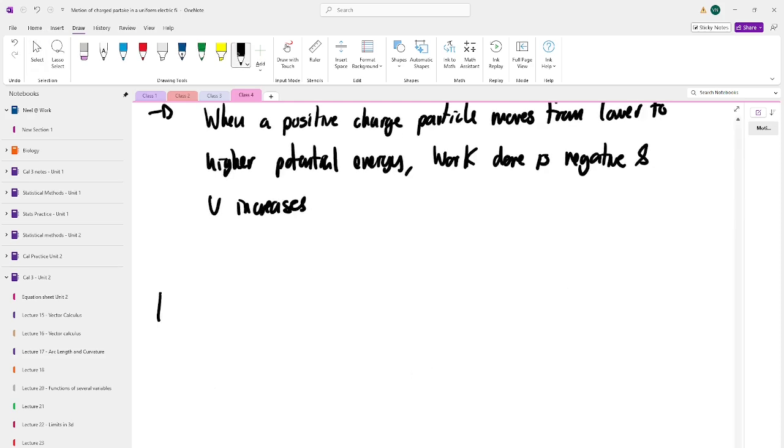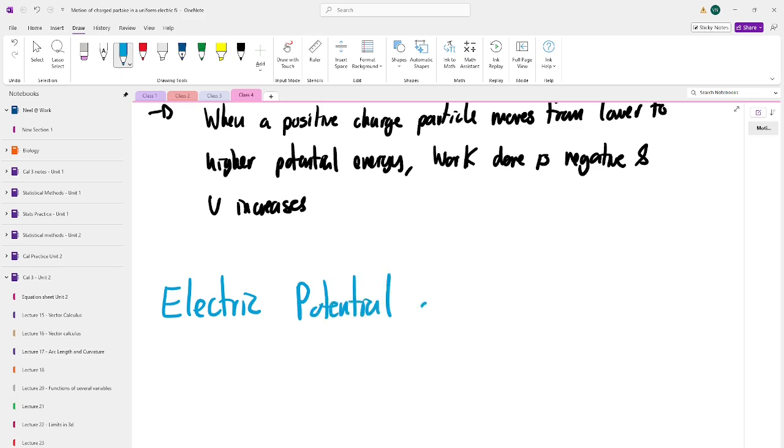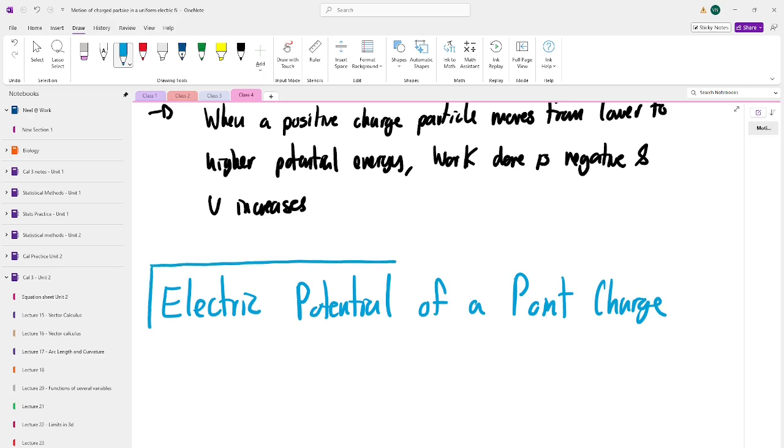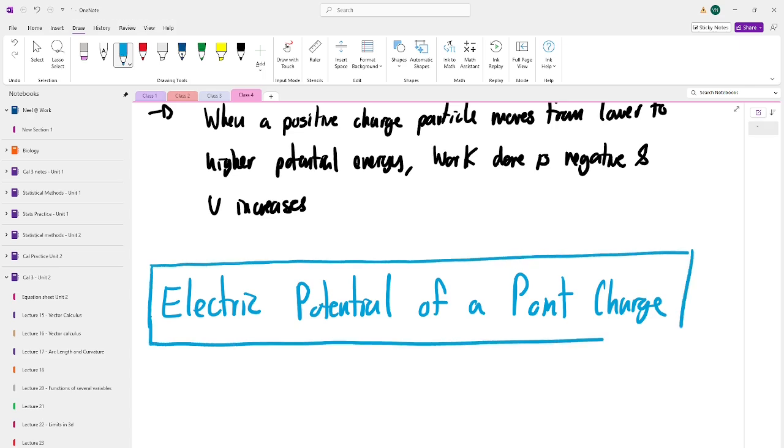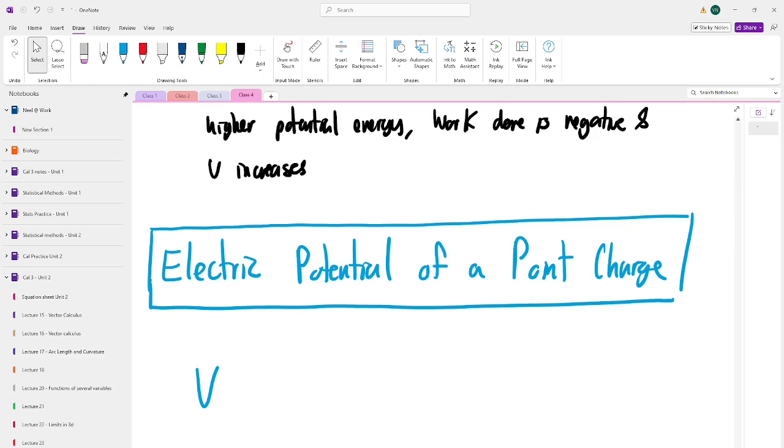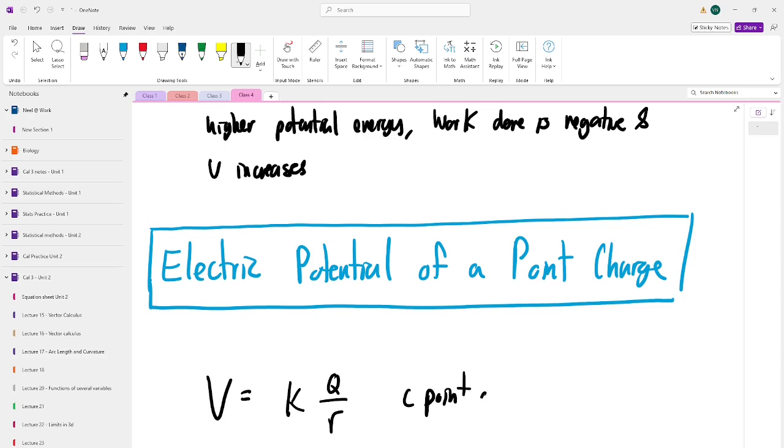So let's talk about the electric potential of a point charge. First of all, as we said earlier, we have the formula V is equal to K times Q divided by R. And of course, this is for point charges only.